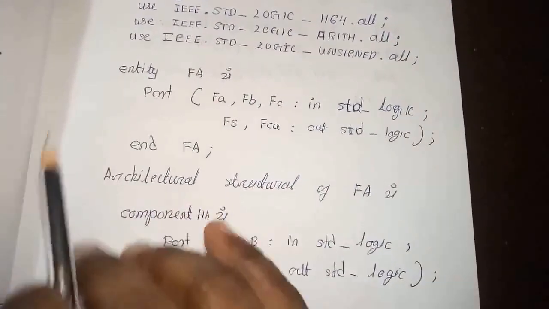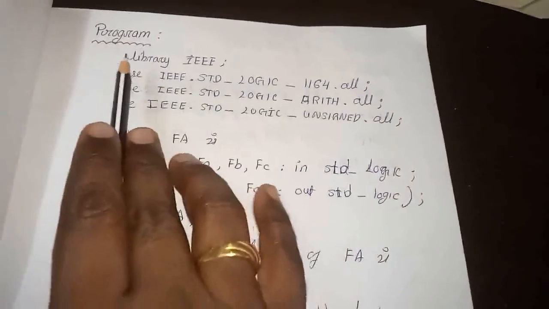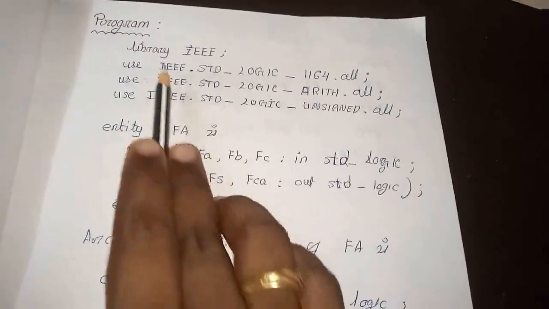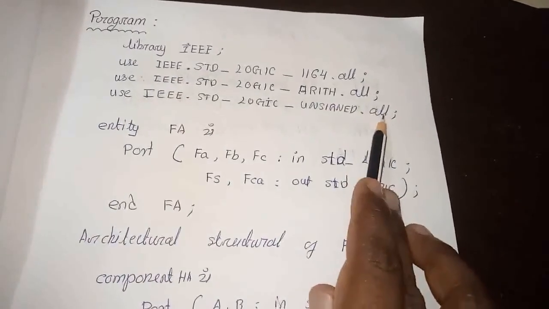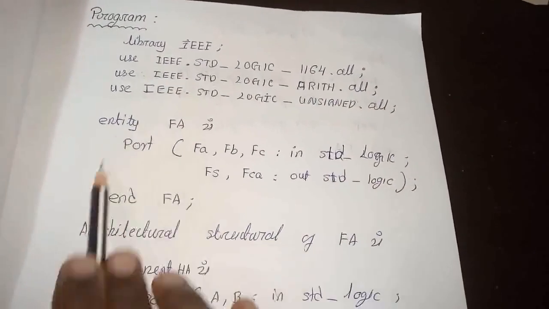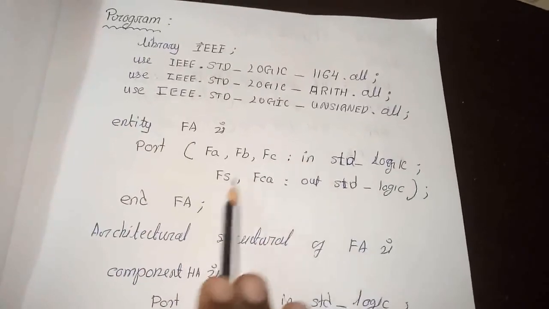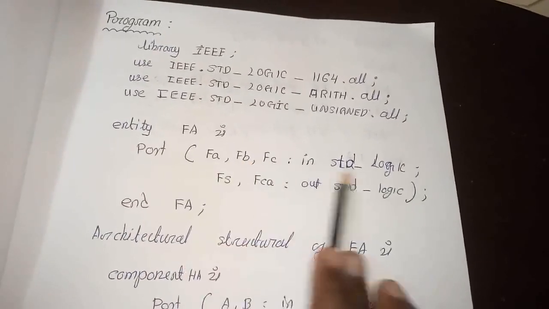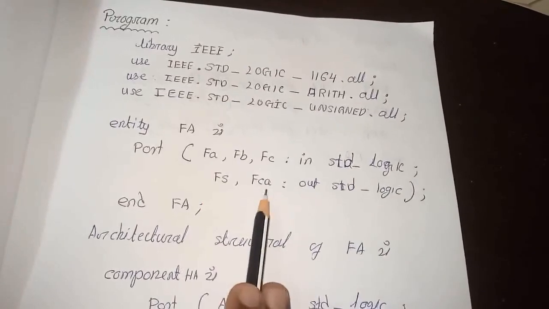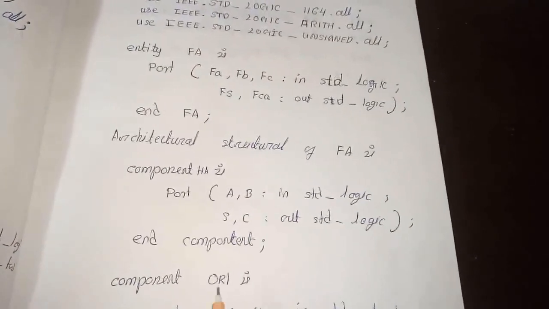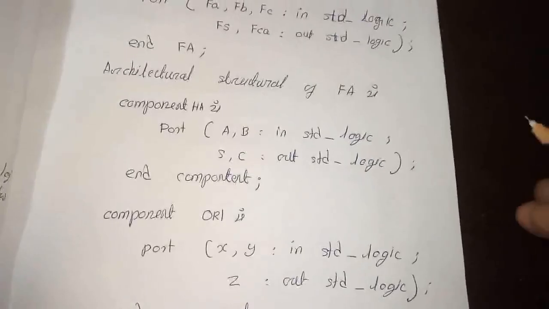Now we want to call all the submodels, the half adder as well as the OR gate. So this is your top model of the VHDL code. First write your library files, and declare the input and output variables. The full adder has 3 inputs and 2 outputs: FA, FB, FC as std_logic inputs, and FS and FCA as outputs. Next you want to call both blocks, one for the half adder, another one for the OR gate.